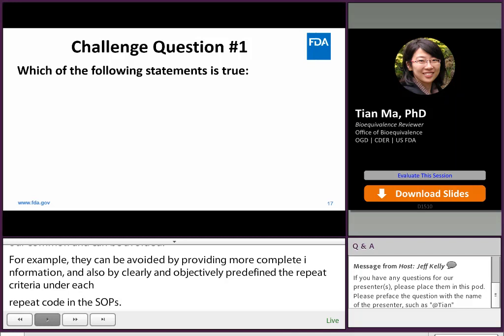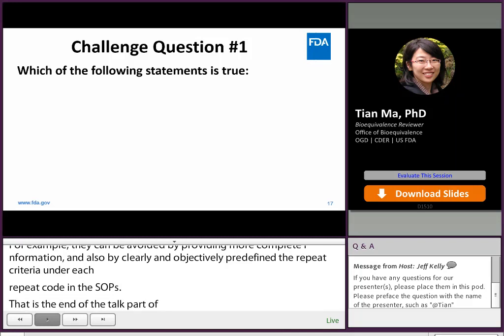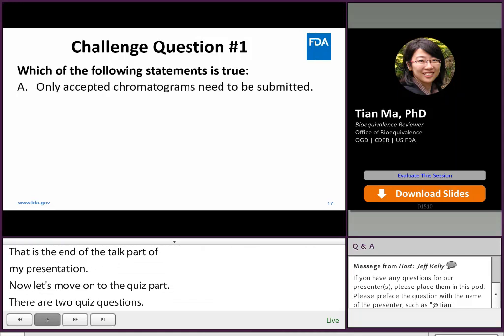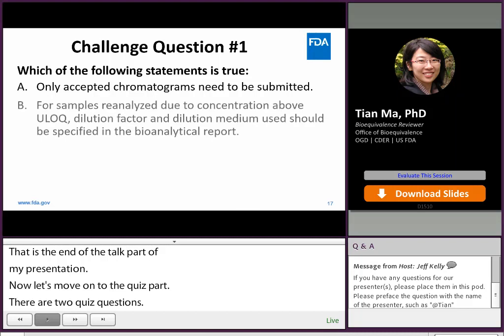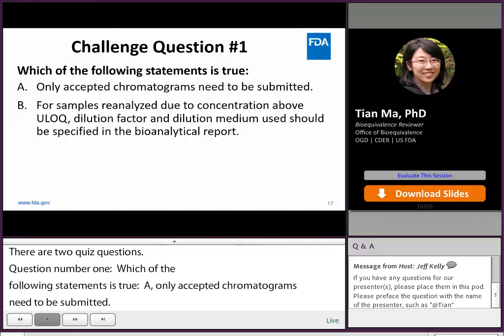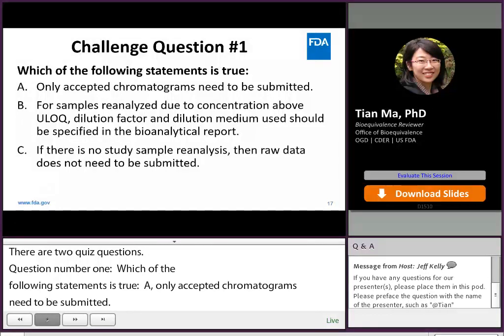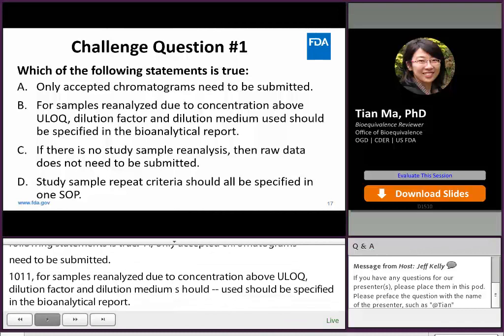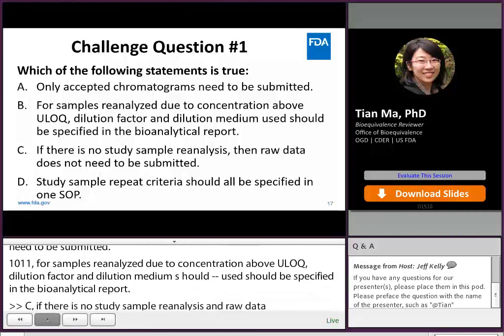Question number 1, which of the following statements is true? A, only accepted chromatograms need to be submitted. B, for samples reanalyzed due to concentration above ULOQ, dilution factor and dilution medium used should be specified in the bioanalytical report. C, if there is no study sample reanalysis, then raw data does not need to be submitted. D, study sample repeat criteria should all be specified in one SOP. So which is the correct answer?